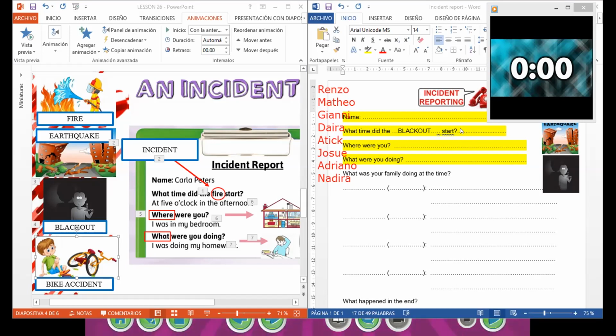What time? Similar to the example: at 5 o'clock, at 7 o'clock, at 4:30, at 1:45, at 1:15. You need to put an hour. Where were you? The same. Where? In what place? I was in the bedroom, in the bathroom, in the living room, in the garden, on the balcony. And in this part, similar to the example, please. I was listening to music. Okay, Adriano, please continue.